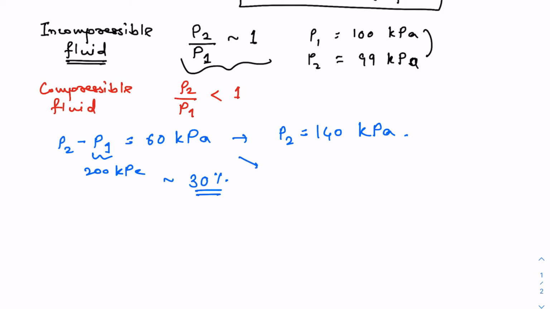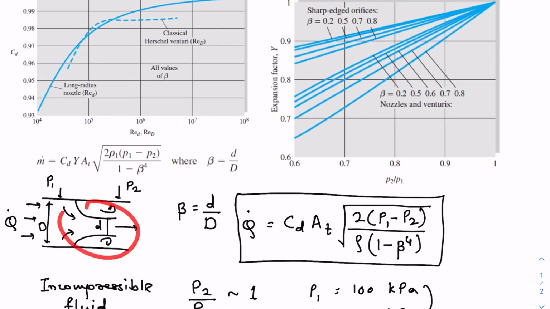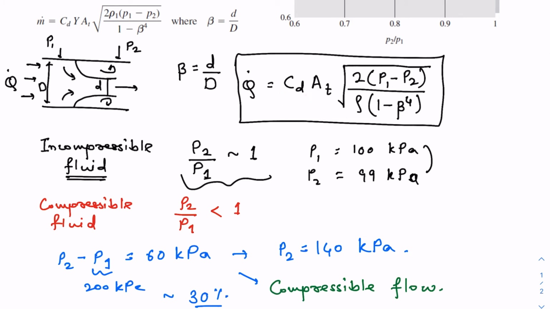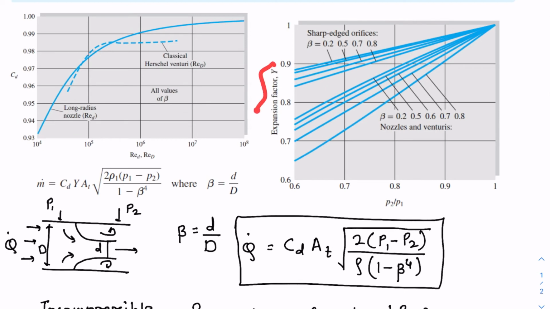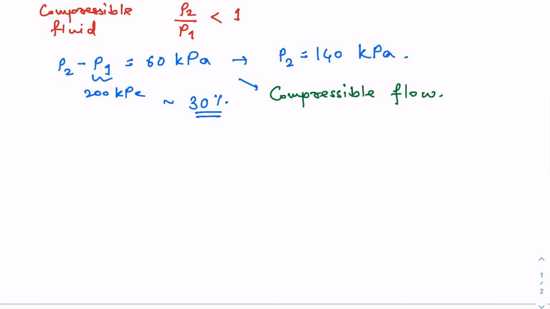So we can conclude that we have a compressible flow in the duct and also through this flow nozzle. In the case of a compressible flow, in addition to the discharge coefficient, we will have another factor Y, which is called the expansion factor. This is often tabulated in terms of the pressure ratio across the flow nozzle, or an orifice plate, or a venturi, for different geometrical ratios. In our case, beta is d by capital D, which is 6 centimeters by 10 centimeters, equal to 0.6.